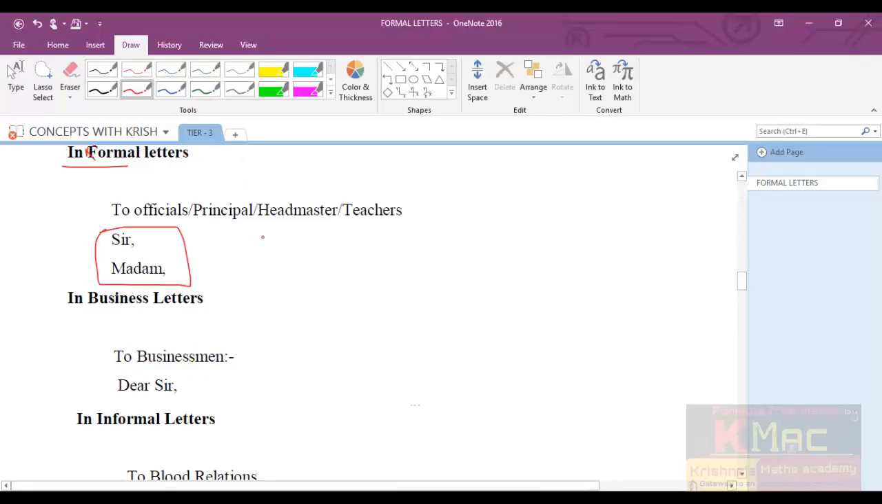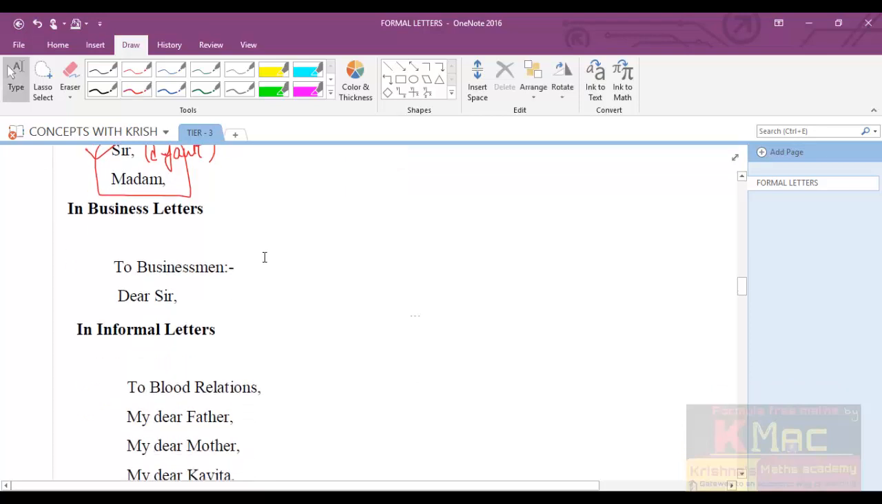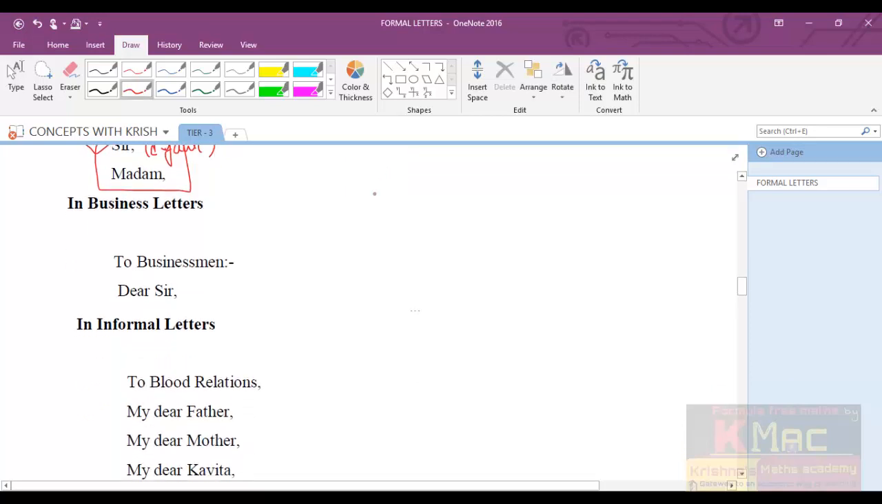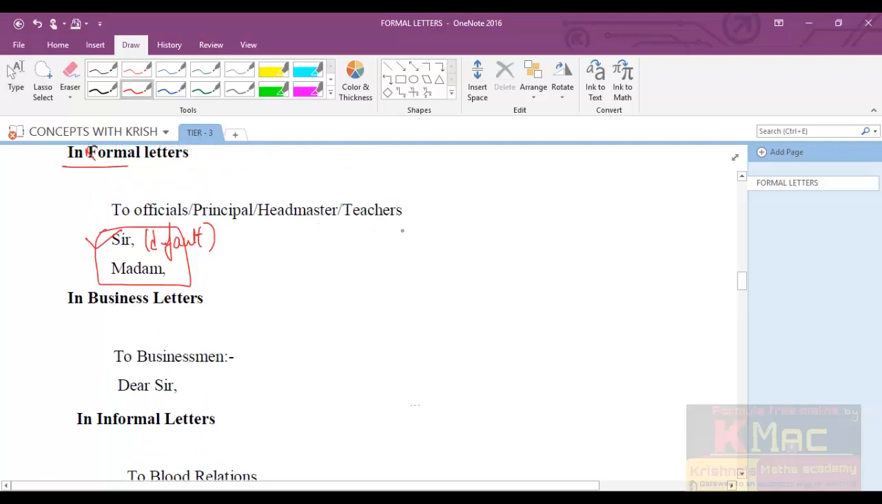And one more point is, if you don't know the gender, suppose you don't know whether the person to whom you're writing is a male or female, better always write sir. This should be default. So whenever you are writing letter to officials, principal, headmaster, teacher, you better write sir or madam. That's it. Do not write both at a time. Need not put even sir/madam, whichever is applicable. You do not write like this. This is not a good sign. If you don't know the gender, write sir.